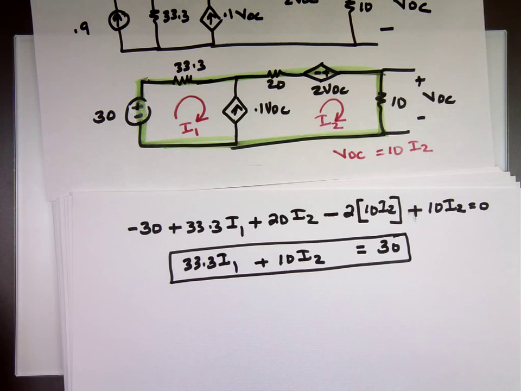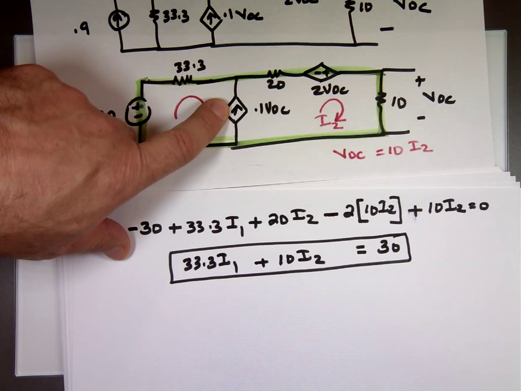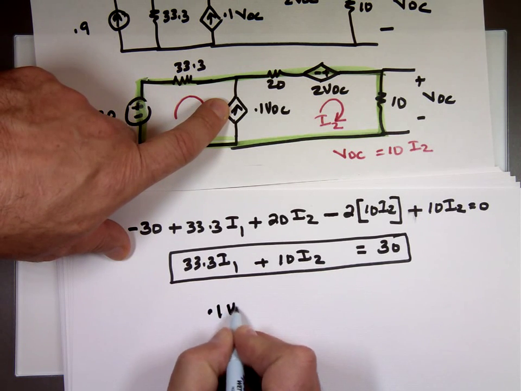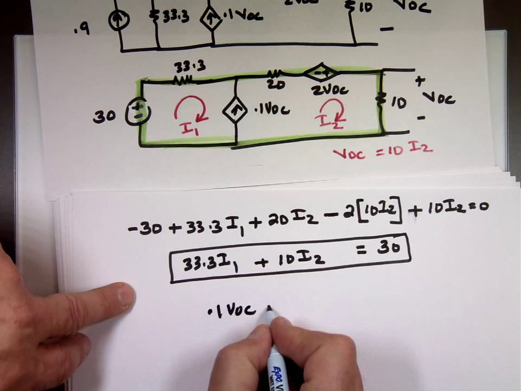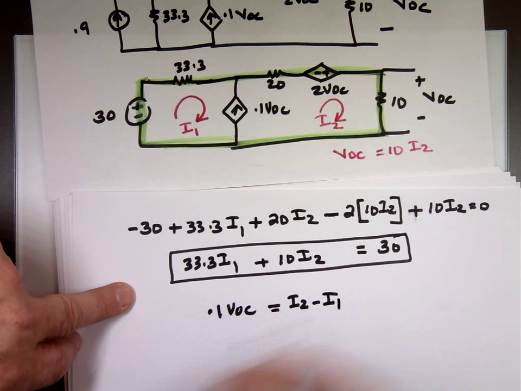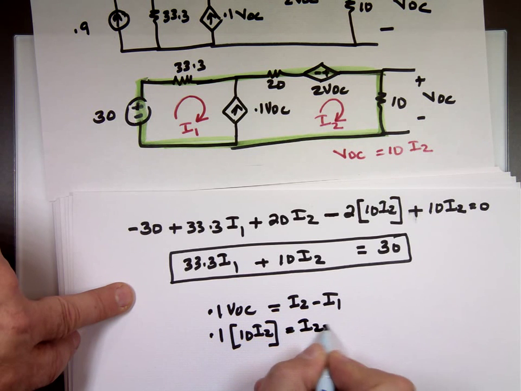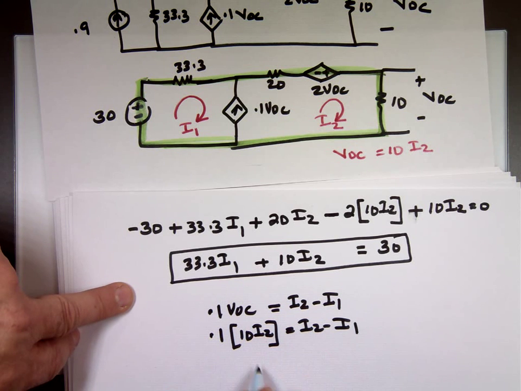Where's equation number 2 going to come from? This current source in the middle. That's correct, David. 0.1 V open circuit, the current pointing upward. Since it's pointing upward, it has to be what? I sub 2 minus I sub 1. 0.1, what's V open circuit? That's 10 I sub 2. What's 0.1 times 10? Just I sub 2?